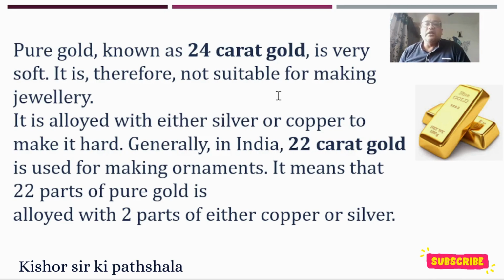Generally in India, 22 karat gold is used for making ornaments. It means 22 parts of pure gold is alloyed with 2 parts of either copper or silver. Pure gold is soft, so to make ornaments you need to add 22 parts of gold to 2 parts of either copper or silver.